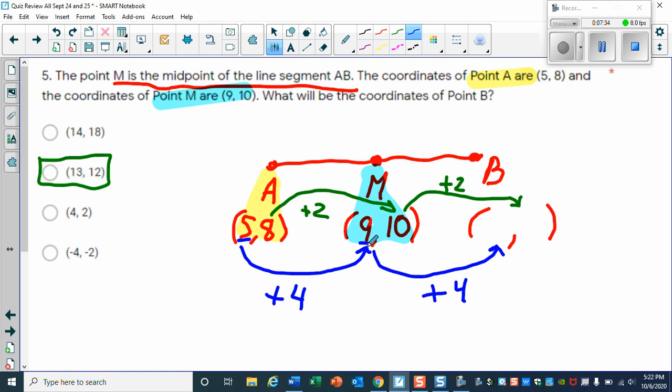Now you're going to repeat. If we went up 4 for our x's, you're going to go up 4 again to get to your next x value. So 9 plus 4, that's how we get 13. Then for the y coordinate, 8 plus 2 gives us 10. Now we just add 2 again. 10 plus 2, 12. And that's it. That's how we get that problem. So our final result, (13, 12). That's the coordinates of point B.